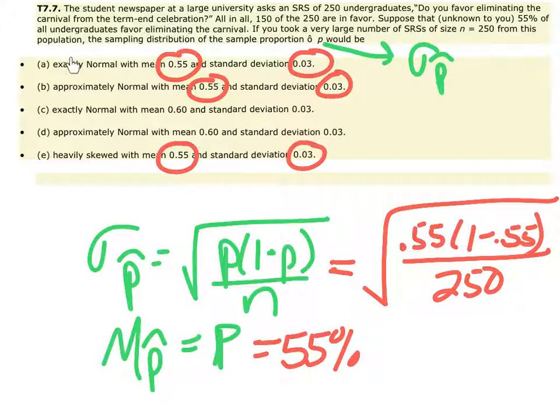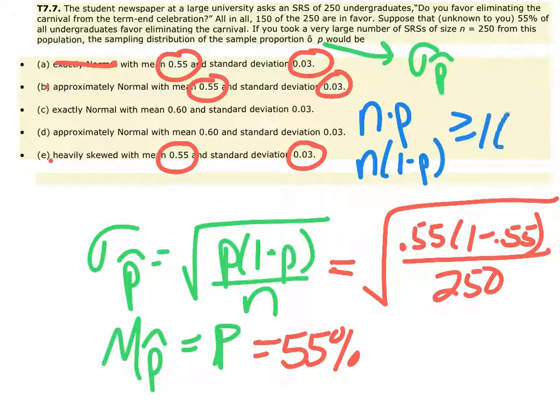To say it's exactly normal, what you would have to have them say is that the population distribution is normal. Nowhere in here do they ever say the population is normal. Because of that, it cannot be considered exactly normal. Now, is it approximately normal or skewed? To see if it's approximately normal, you want to see if it meets the requirements. Remember the requirements to say approximately normal for proportions are n times p and n times 1 minus p. Both of these have to be greater than or equal to 10.